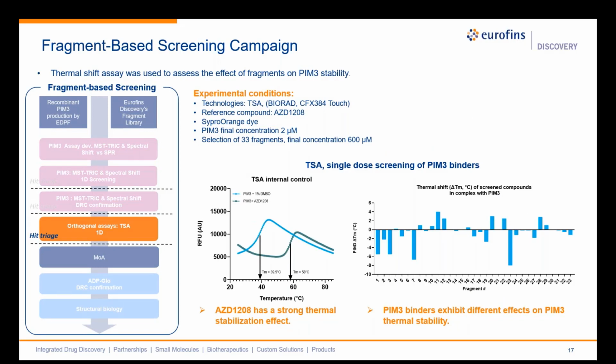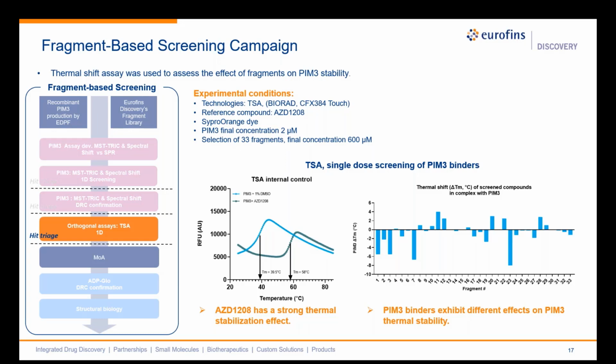Thermal shift assay, or TSA, was used as an orthogonal assay to assess the effect of fragments on PIM3 thermal stability. TSA is a simple technique where the fluorescence of a protein solution is measured in a temperature gradient. We use the SYPRO orange dye, which binds to the hydrophobic residues that get exposed as PIM3 unfolds. The first derivative of the melting curve enables the determination of the melting temperature.